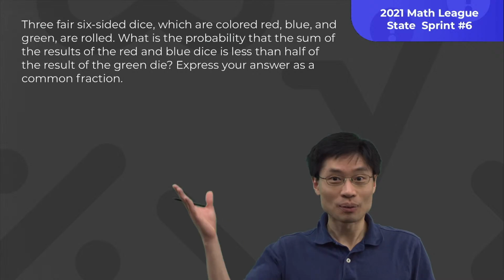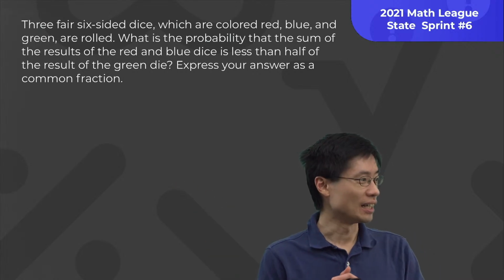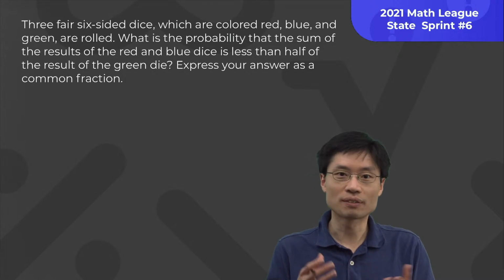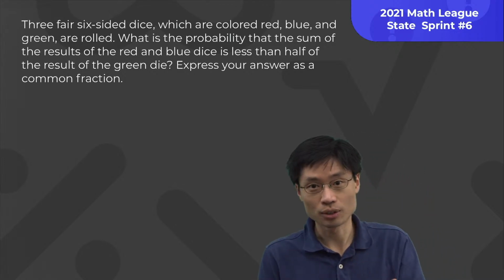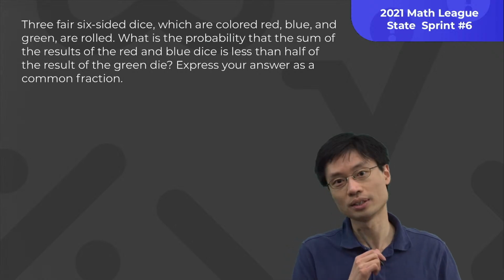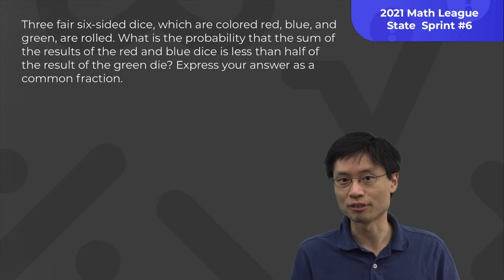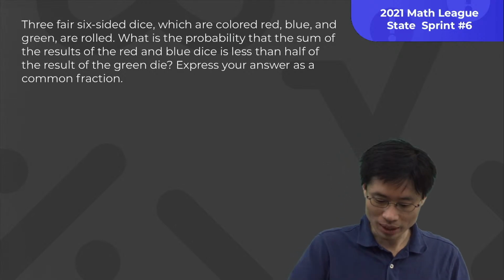Okay, so now what we're looking at here is we have these three fair 6-sided dice, and so if I've got a red, a blue, and a green, the way I would take this apart is I would look at what the different possible answers are for the green, right? If I want to be less than half of the result of the green die, well, what are my different choices?